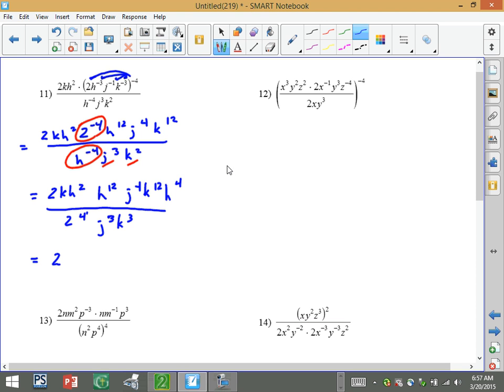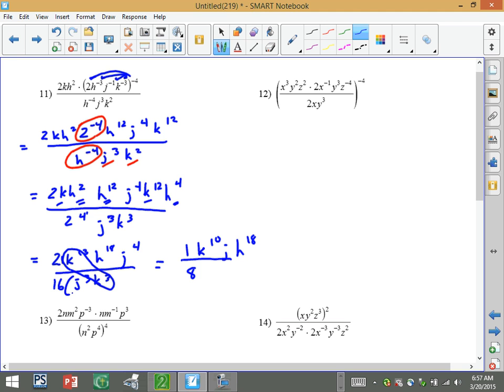Let's start combining. So there's 1 k plus another 12 k's, so that's k to the 13th. There's 2 h's, 12 h's, plus another 4, so that's 18 h's, 4 j's. 2 to the 4th is 16. J to the 3rd, k to the 3rd. The 2 and the 16, that'll be 1 over 8. When I look at the k's, I put those together, I'll be left with 10 k's in the top, 1 j, there's h to the 18th. Right, you put those j's together, there's no j's left, so there's your final answer.